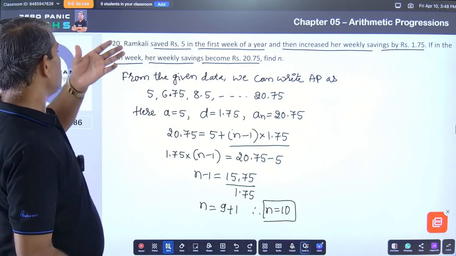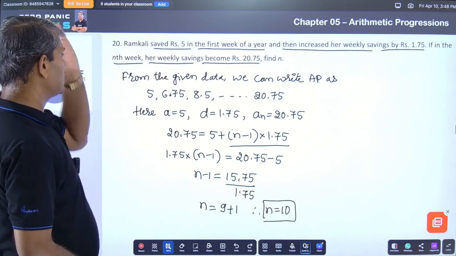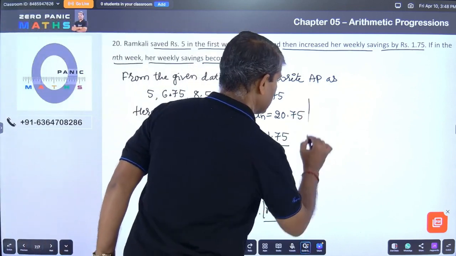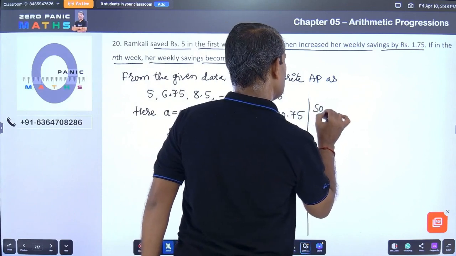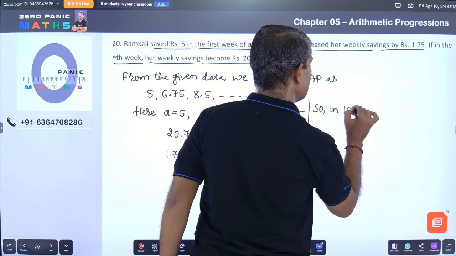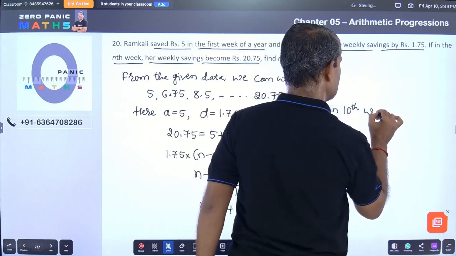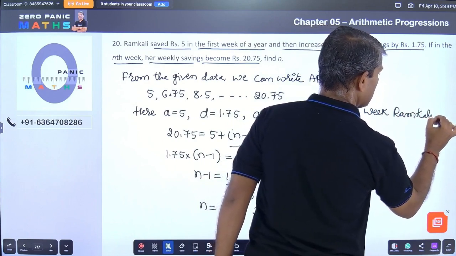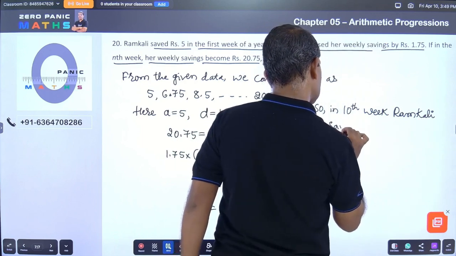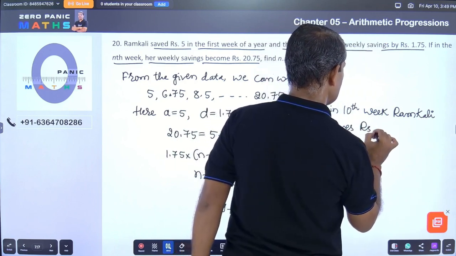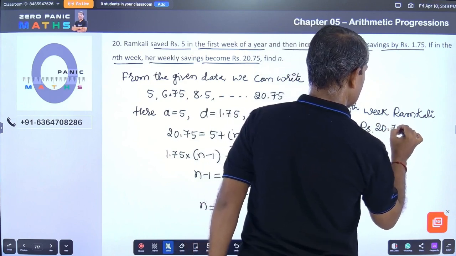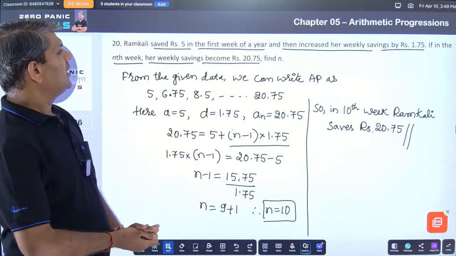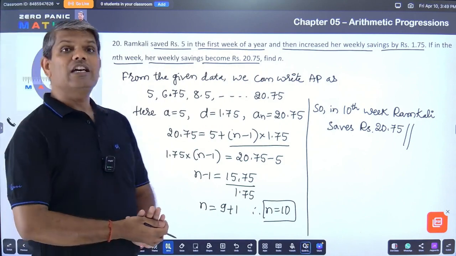So in the 10th week, Ramkali saves a total of rupees 20.75. That is the answer. Now this completes the exercise problems 5.2.